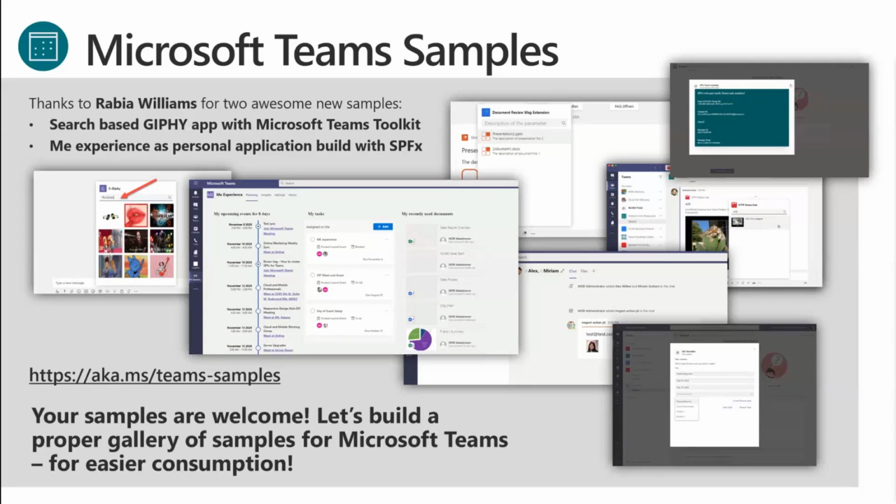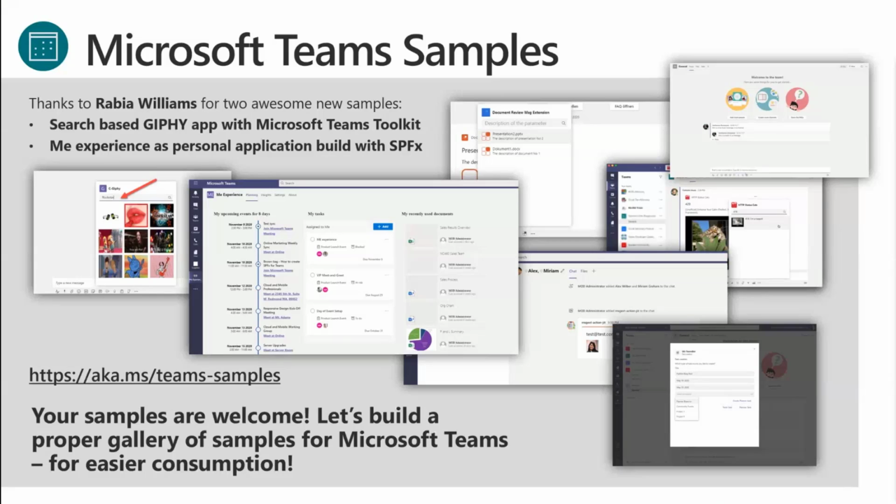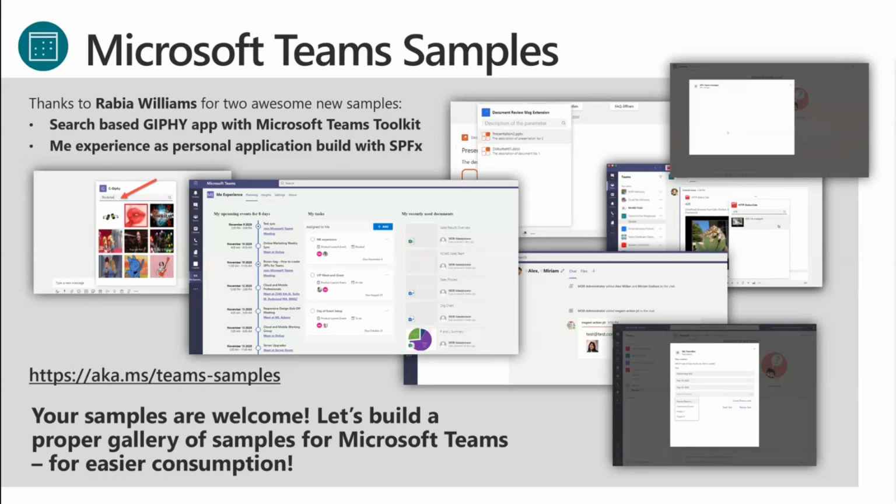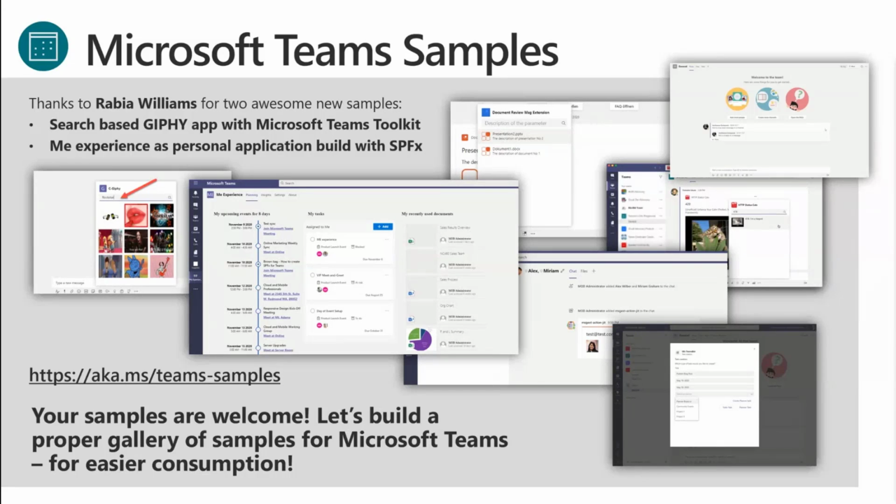And the Me experience is a really cool multi-web part solution, which is actually using Microsoft Graph Toolkit to surface my tasks and my upcoming events and all of that stuff. So really cool sample from Rabia as well.